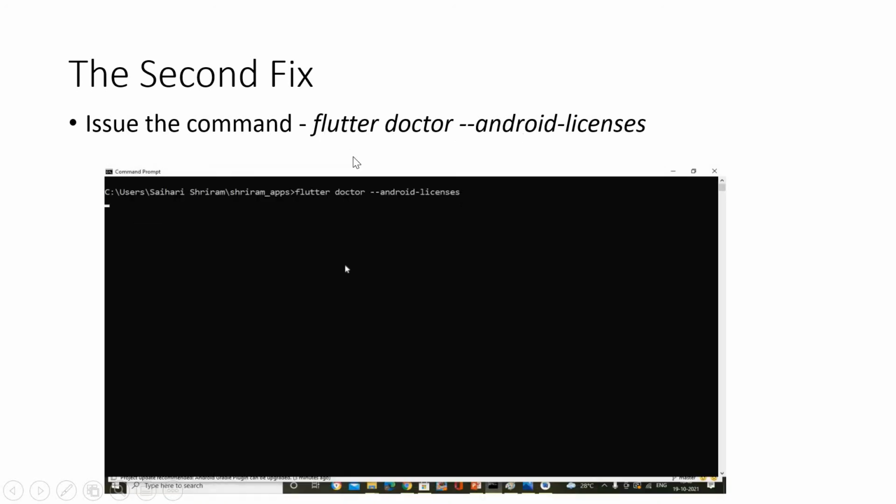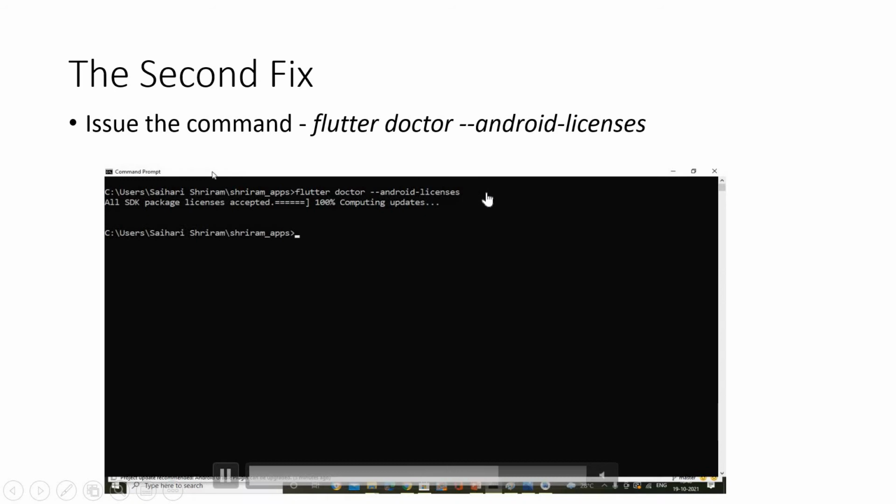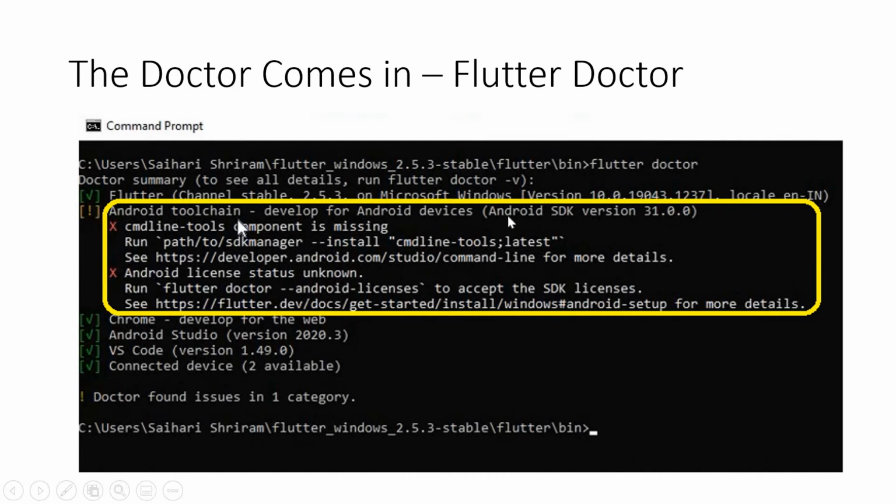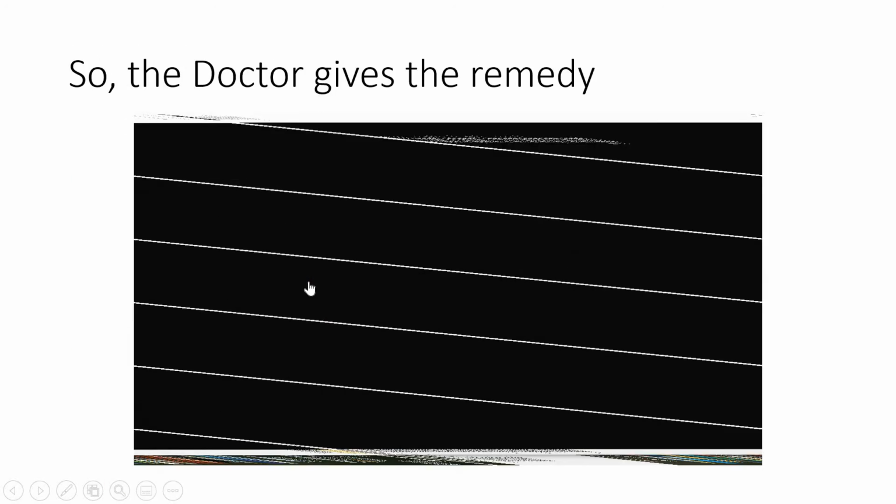And what is the second issue? The second issue is all about getting the licenses validated. So you need to issue the command, you can see that here, flutter doctor --android-licenses. "All SDK package licenses accepted" will be the message that you get if it is done right, and that's all. You have fixed both the issues that you faced when you issued the command Flutter Doctor. The first one is command line tools component missing. The second one is Android license status unknown. Both of these have been fixed with ease.